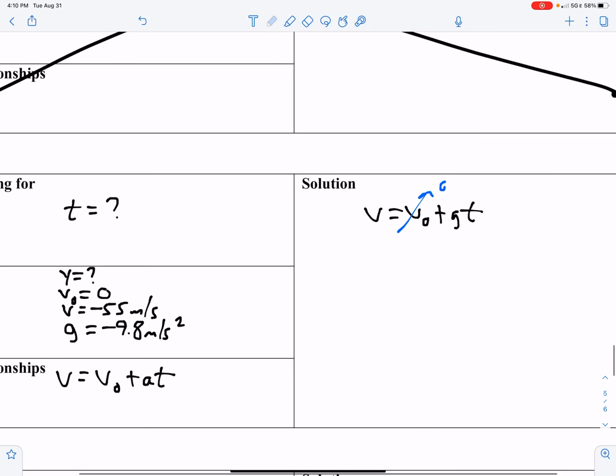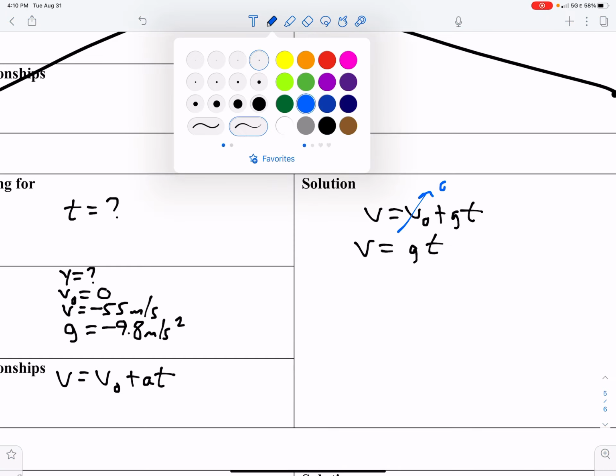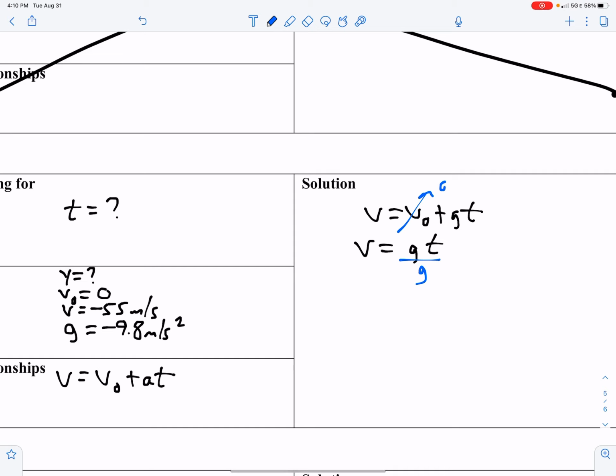Canceling the v naught, because the skydiver starts from rest, we have v is equal to g times t. But this time we're solving for t, so we have to remember to divide away the g. Time is equal to v divided by g, which is negative 55 meters per second over negative 9.8 meters per second squared.